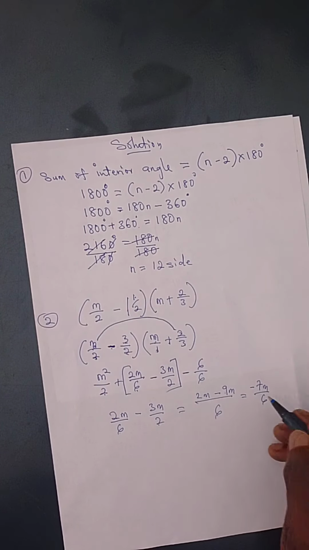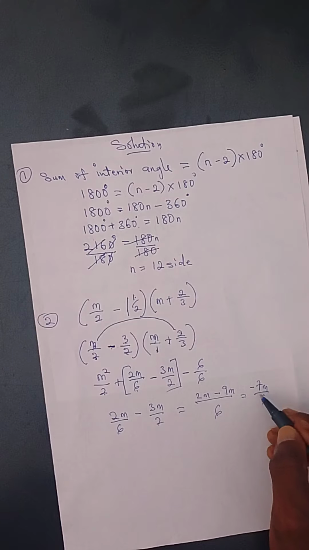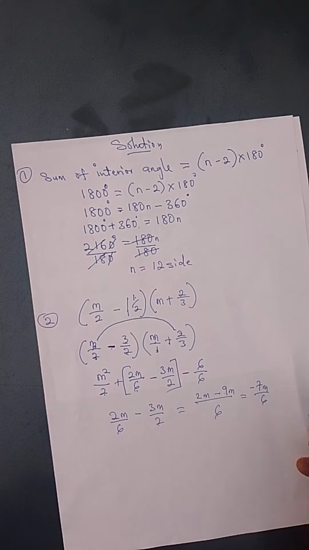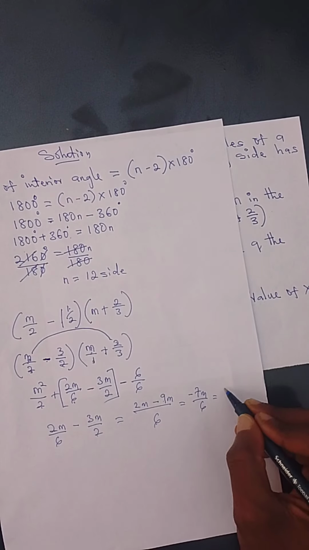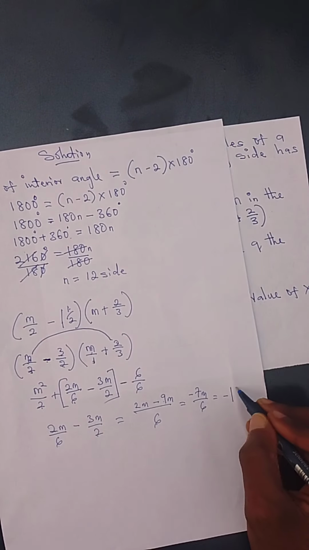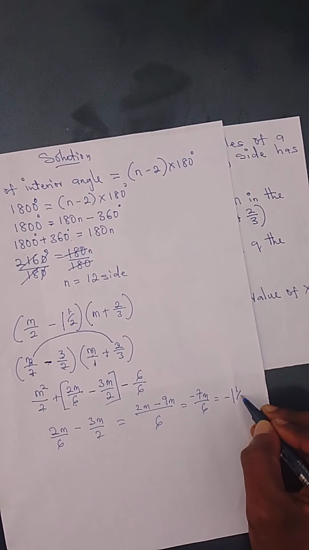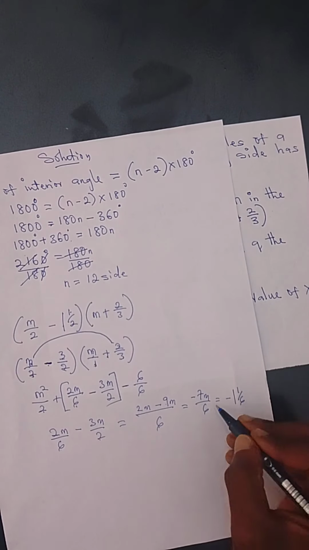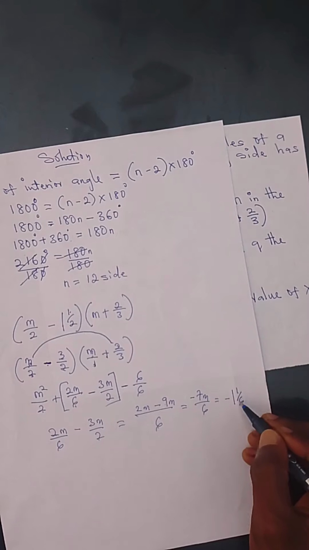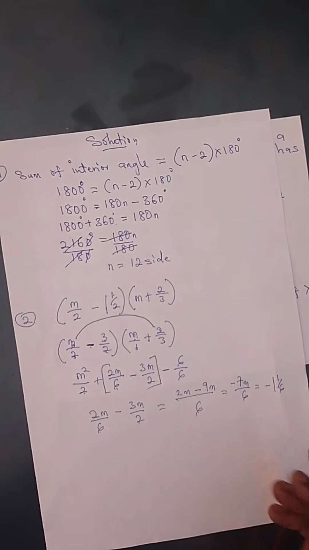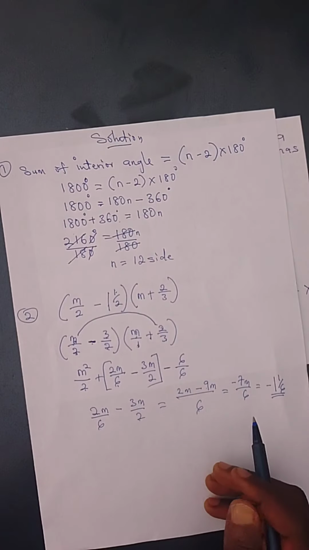Okay. So we can now say that 6 goes into minus 7m, that gives us minus 1 whole number, remainder 1 all over 6. So the coefficient of m is minus 1 whole number, 1 all over 6. Okay, that is the coefficient of m.